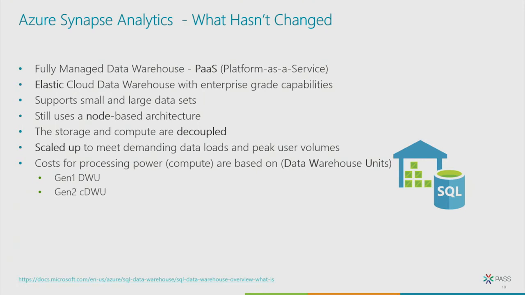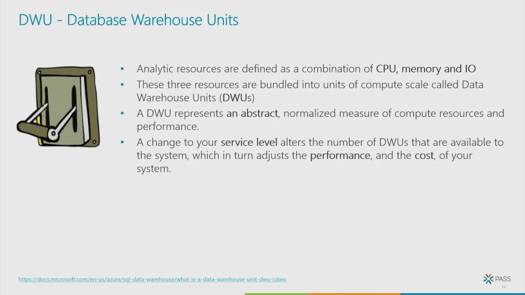When you're talking about cost and compute power, you're going to have these data warehouse units. So there's a Gen 1 and the Gen 2. We moved on to the Gen 2, and I don't even think you could provision a Gen 1 data warehouse unit. So what is this data warehouse unit? This is where things can get very interesting and a little bit abstract. But it's really defined as a combination of CPU, memory, and I/O. So things are bundled together.